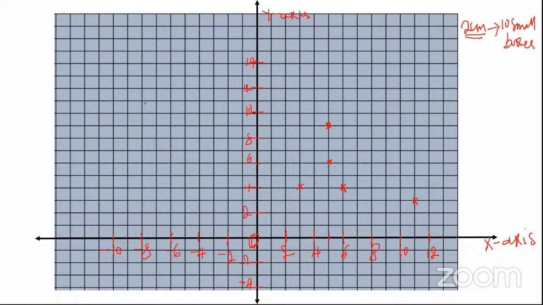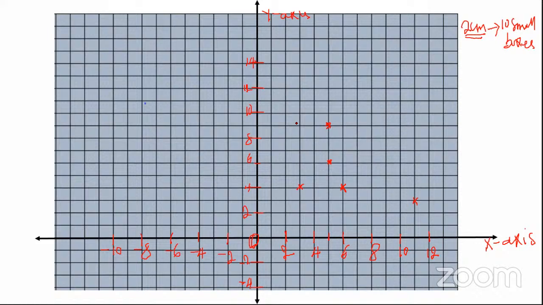So that is how we plot the points or the coordinates on the graph paper. And the whole of this is what they call a Cartesian plane. So when you draw the x-axis and the y-axis, that becomes the Cartesian plane.